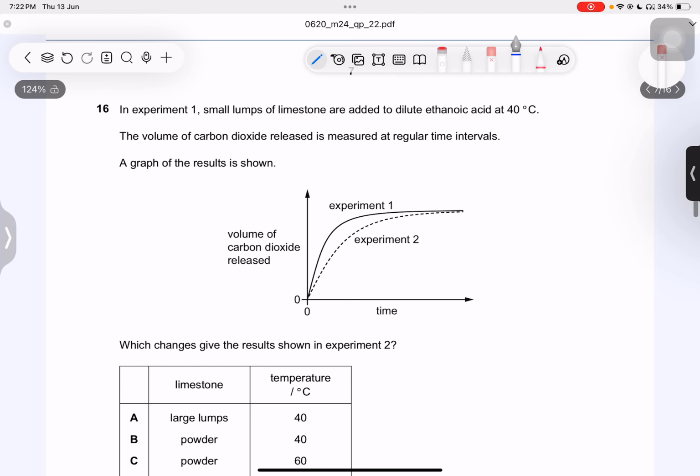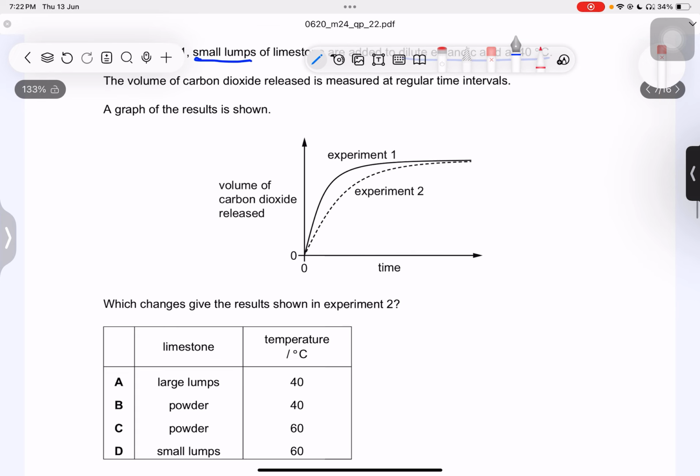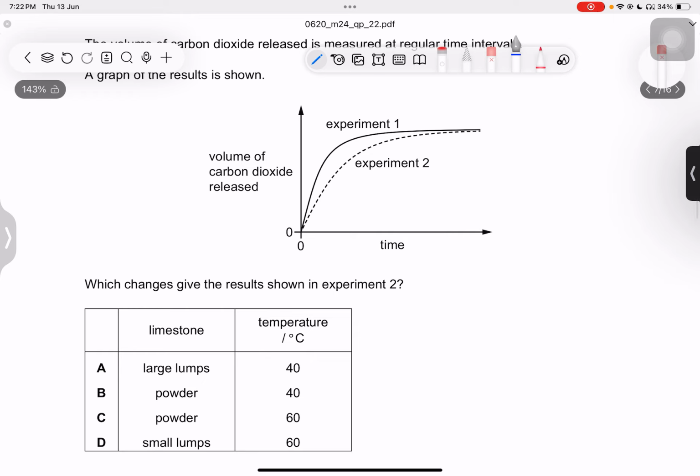Next question. In experiment 1, small lumps of limestone are added to dilute ethanoic acid at 40 degrees. The volume of carbon dioxide is measured. The graph is shown, with experiment 1 and new experiment 2 with new conditions. So what is the change? As you can see in the graph, the rate of reaction has decreased, because the gradient, the slope of experiment 1, is larger. So we will have to choose a condition which lowers the rate of reaction.